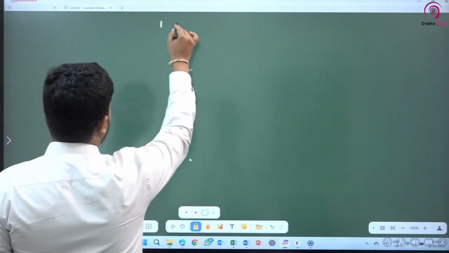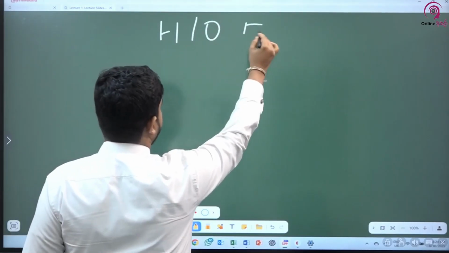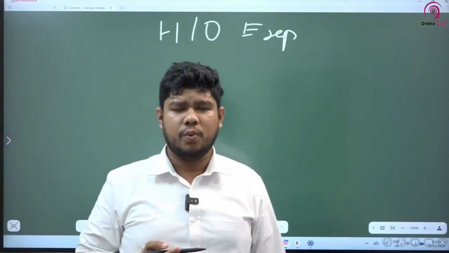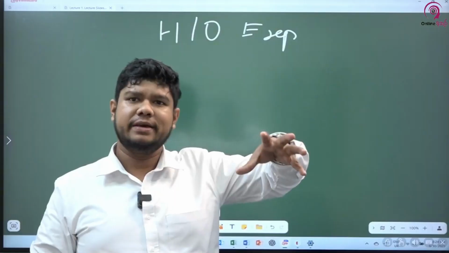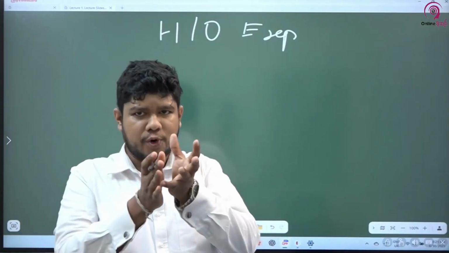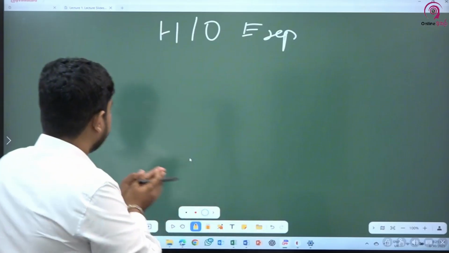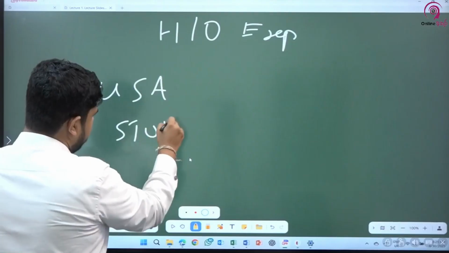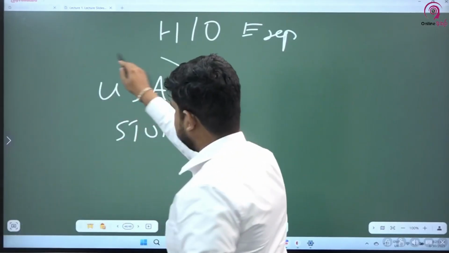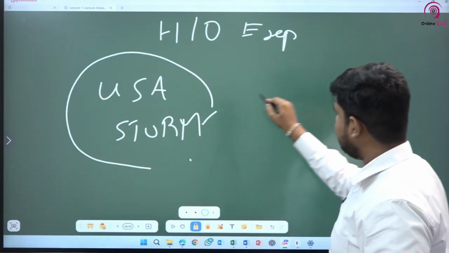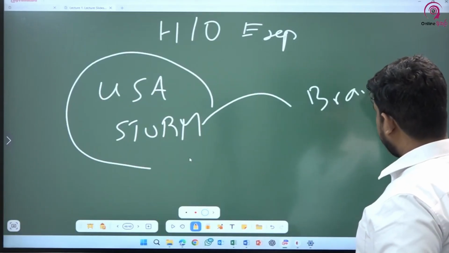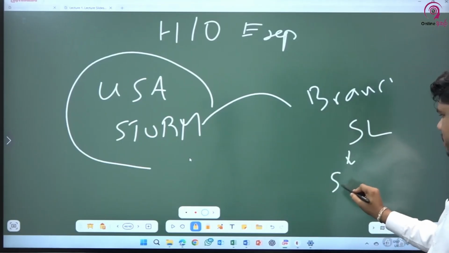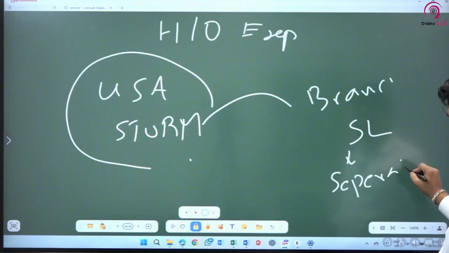Head office expense, HO expense. What does this head office expense mean, student? When there is a branch office, PE, in some country, let's say USA, this is one company and their branch in SL. For us it is a separate person.